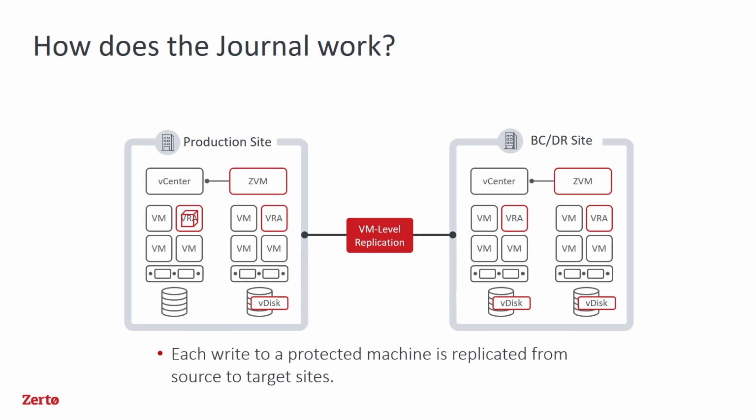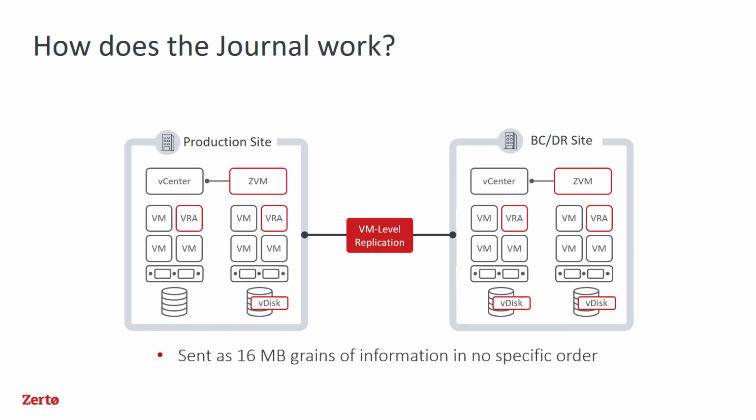Every write to a protected virtual machine is replicated from the source site to the target site. The write continues to be processed normally on the protected site, and the copy is sent asynchronously to the recovery site and then written to a journal volume managed by a virtual replication appliance, or VRA. The copied writes are sent from the protected VRA to recovery in 16 megabyte chunks called grains, in no specific order to the journal disk.